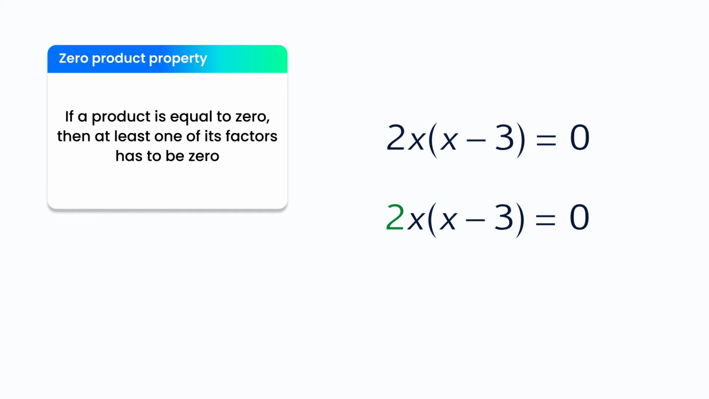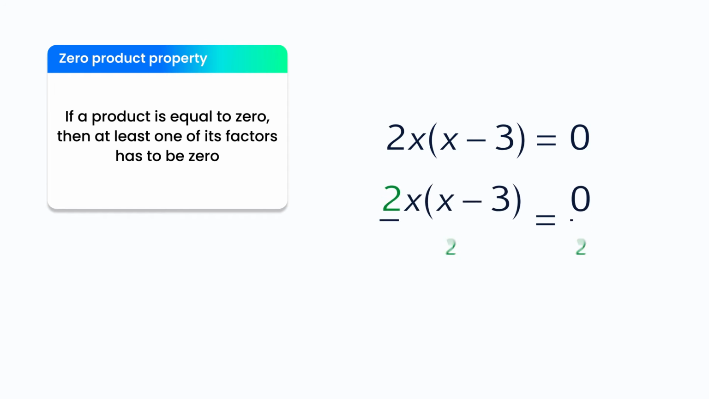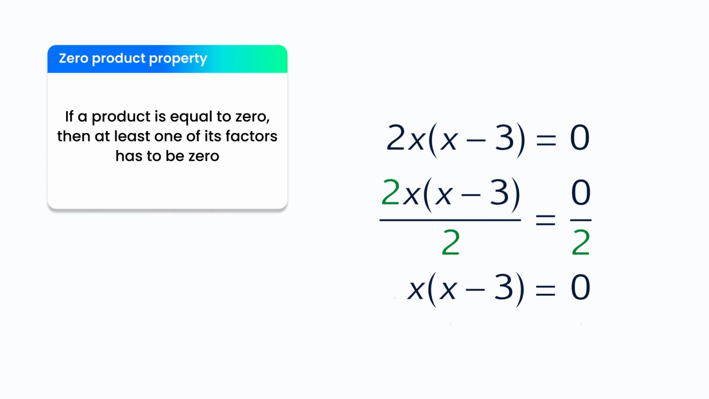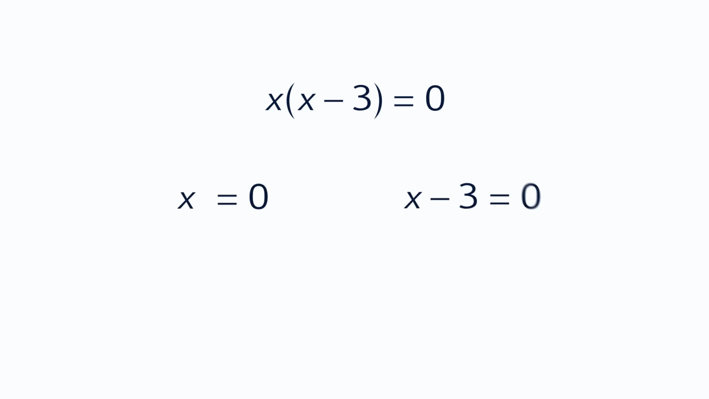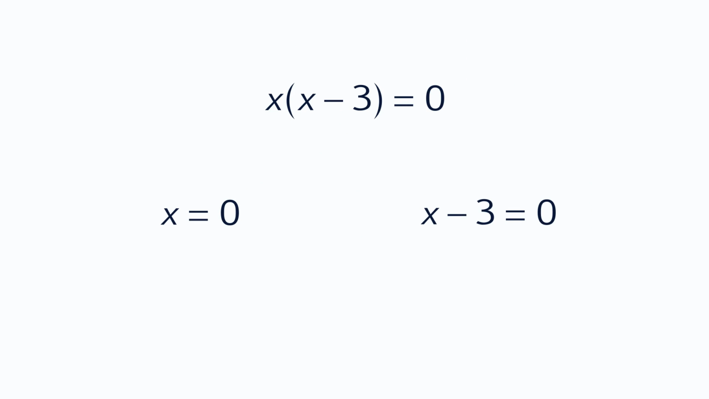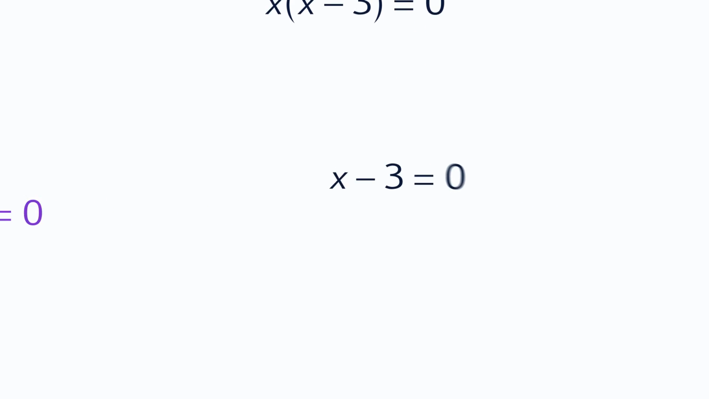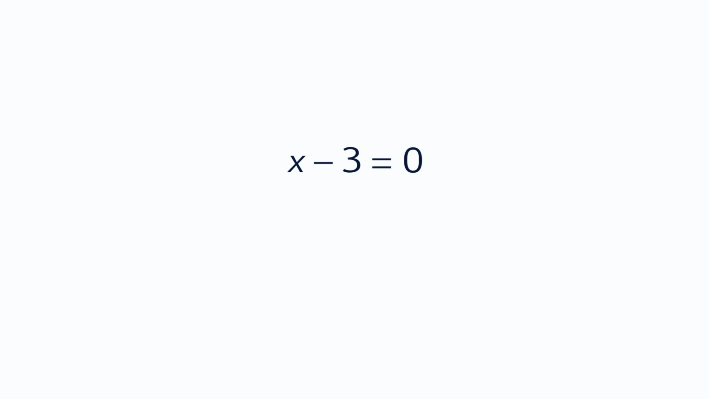Because 2 can never be 0, it won't affect your answer. So you can divide both sides of the equation by 2. Now you can look at the two remaining factors separately, giving x equals 0 and x minus 3 equals 0. Well, the first equation is already solved. So x equals 0 is your first solution.